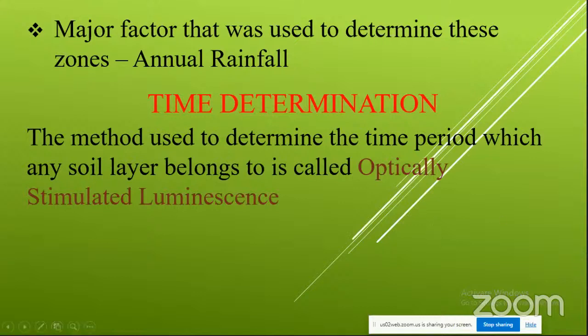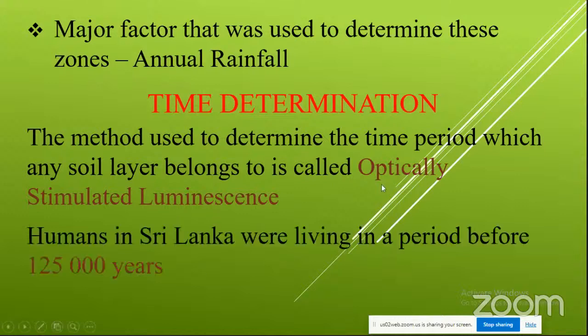So how is time determination done? Time determination means when we excavate, when we dig the ground, we will find some things from the ground. How do we find out the age of that thing? That means how old is that thing? There's a scientific method that we use to find out the age of any implement found from the ground. It's known as optically stimulated luminescence. This is not needed for your syllabus because it is not there in the syllabus.